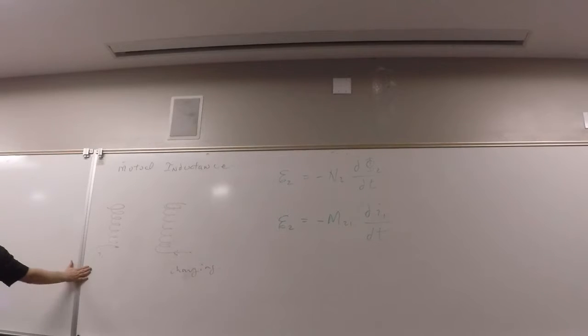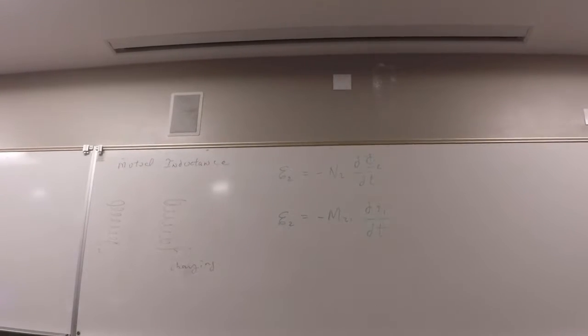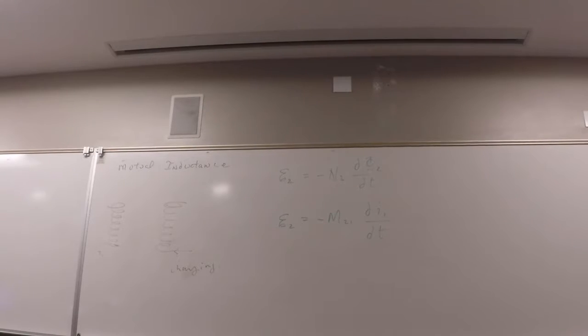Because it's a change in current in this first one that will cause that change in the magnetic field, that will cause that change in the magnetic flux, which will then induce a voltage in the second one. Now, of course, we call it mutual inductance. This is mutual. If I did it the other way, this would be the same. So I can say that the voltage E1 would be equal to minus mutual inductance 1,2, dI2.